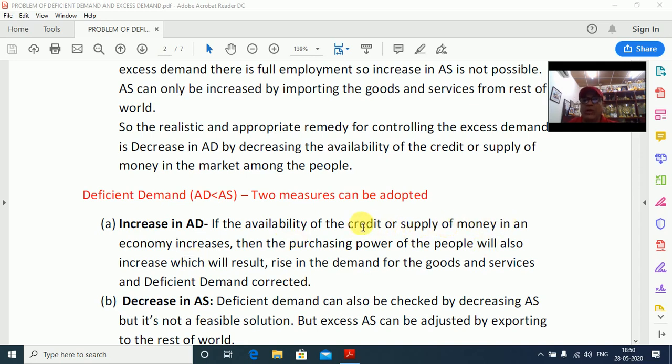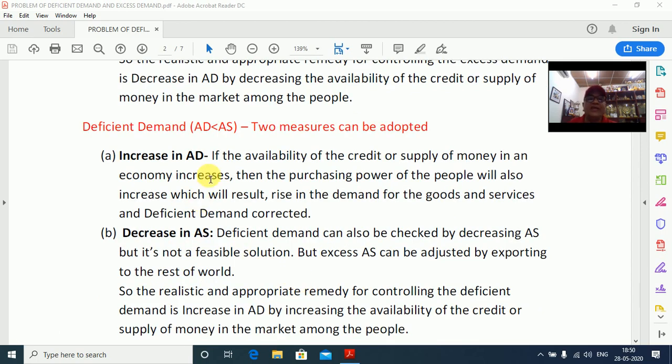When there is more credit and more money in the market, what will happen to the purchasing power of the people? That is going to increase, because people have more money in their pocket. So their purchasing power is going to increase. And if they can purchase more, what will they do? They will demand more goods and services. What will happen to aggregate demand? It is going to increase. And what will happen? Deficient demand is corrected.